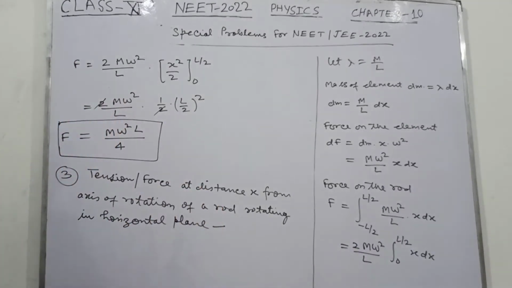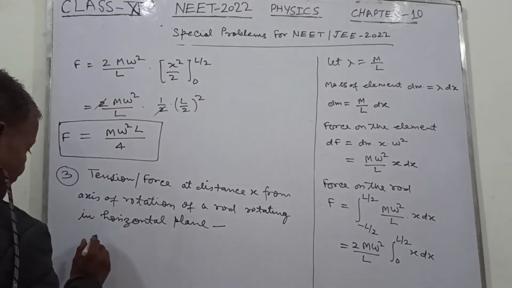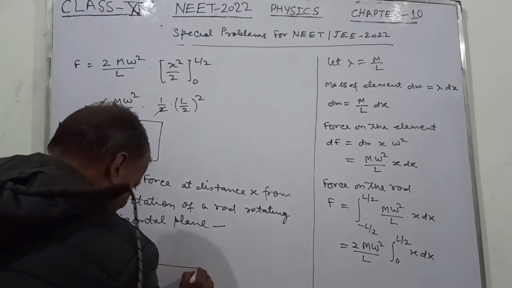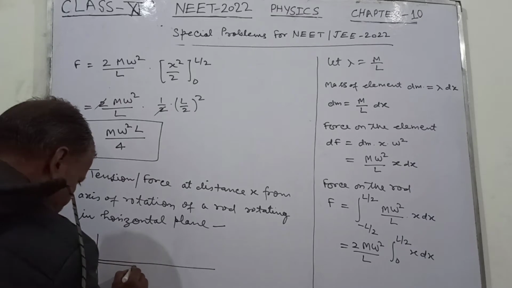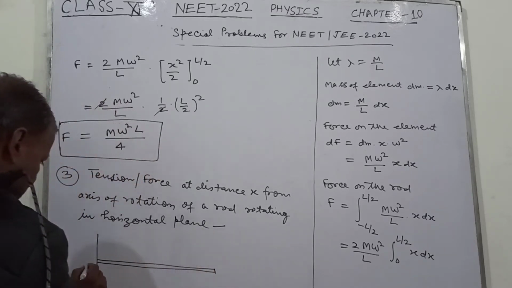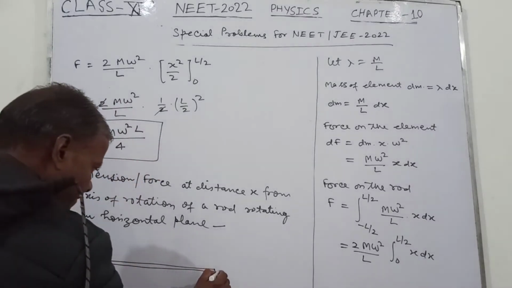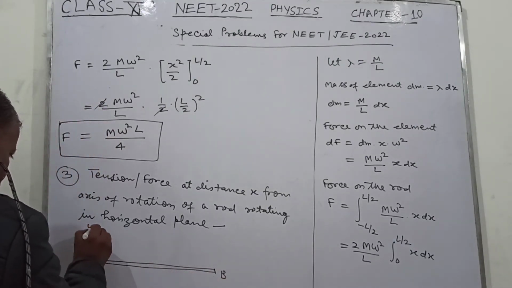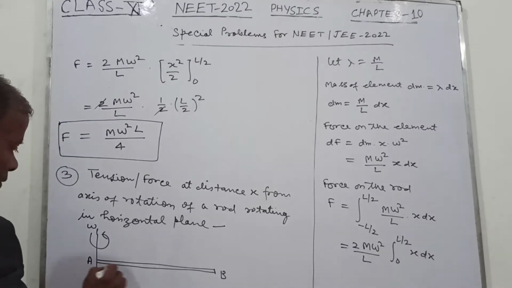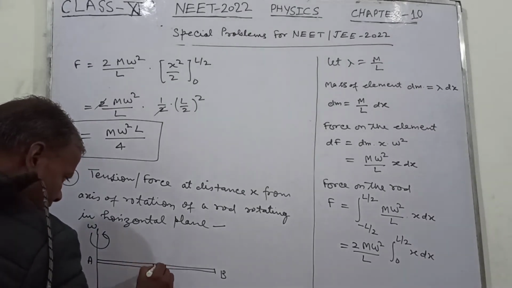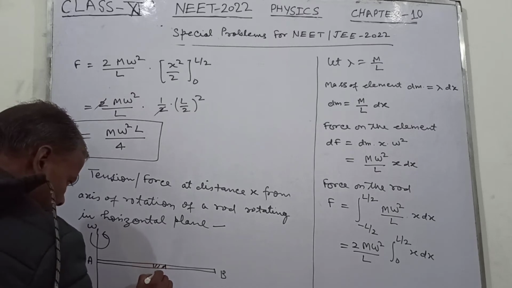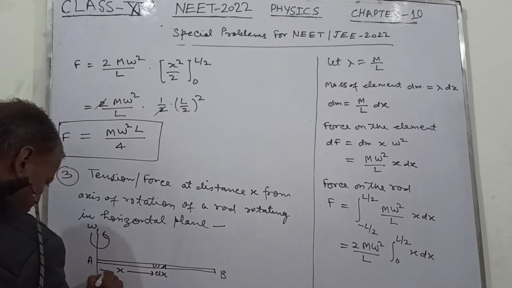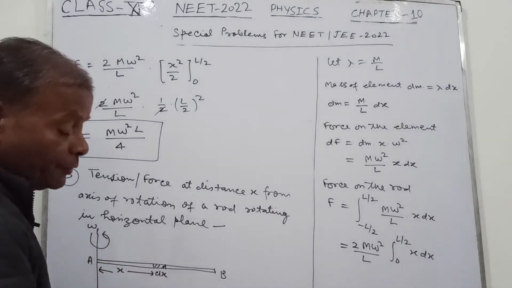Rotating in horizontal plane. This is the axis of rotation. This is the rod AB, and it is being rotated like this. This is the angular velocity omega. Let us consider again the element dx, and let its distance be x.